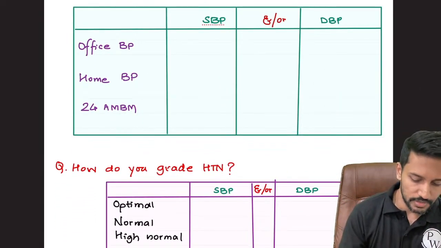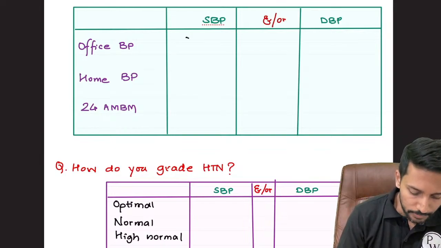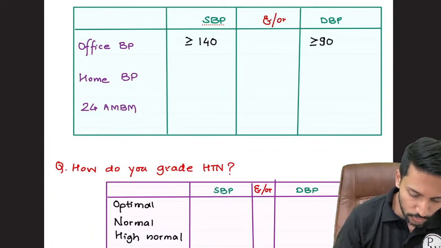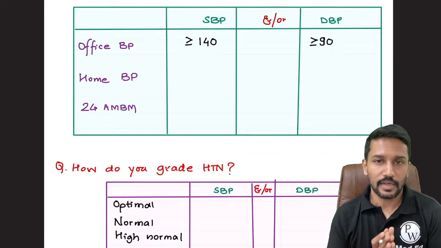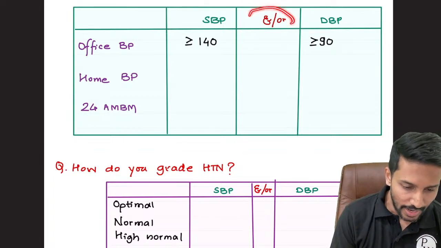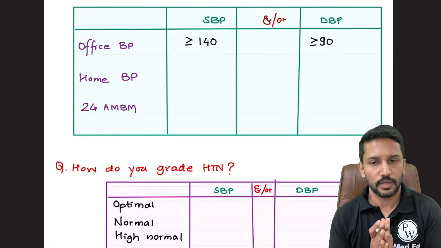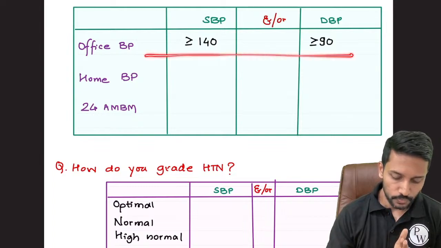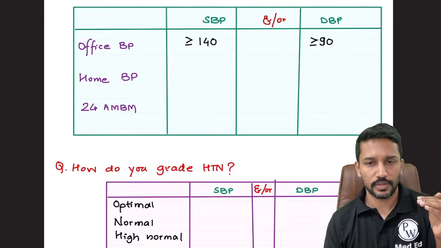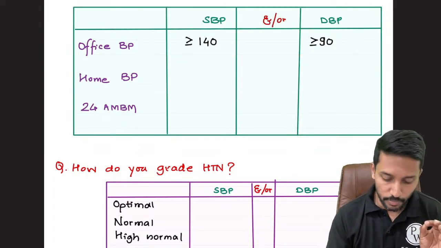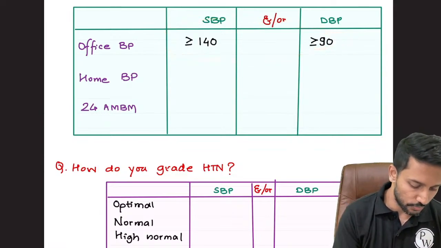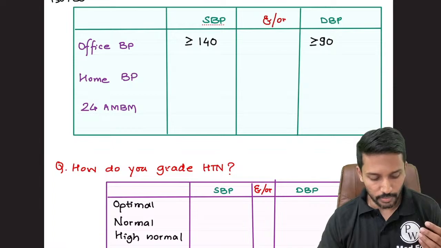If you're recording the patient's BP in the hospital, if the systolic BP is more than or equal to 140, or if the diastolic BP is more than or equal to 90 millimeters of mercury, you can call it hypertension. In between, I'm mentioning "and/or". What does that mean? It means any value above the cutoff is hypertension. It need not be both the values. Like if I give you a reading of, let me say, 150/86, this is also hypertension.